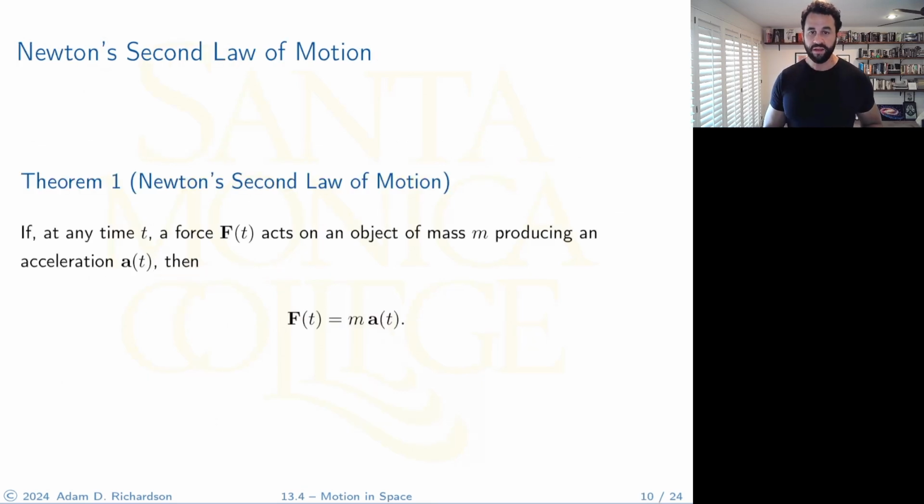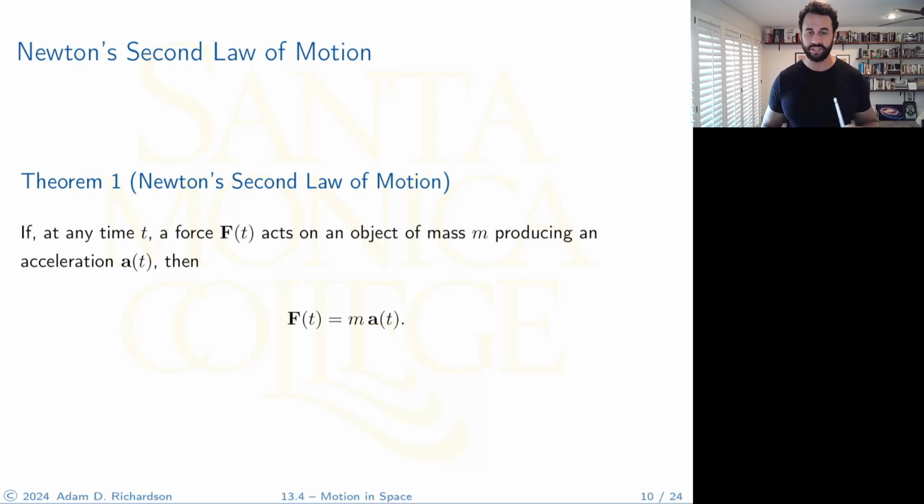Okay, moving along. Now let's talk briefly about Newton's second law of motion. So this is the one that everybody knows and loves. You probably heard about it if you took a high school physics class, or maybe just heard it anywhere out in the wild. It's the F equals ma formula, right? So here's what it is. If at any time t, a force F of t acts on an object of mass m, producing an acceleration a of t, then this relationship holds. The force is equal to mass times acceleration. Good old F equals ma, right?